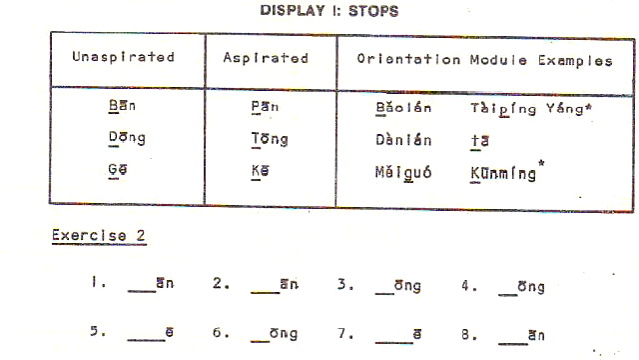Try repeating after the speaker, making the puff of air after the consonant as strong as you can. Pan, Tong, Ke. Try it again, holding the back of your hand in front of your mouth so that you can feel how strong your aspiration is. Pan, Tong, Ke.